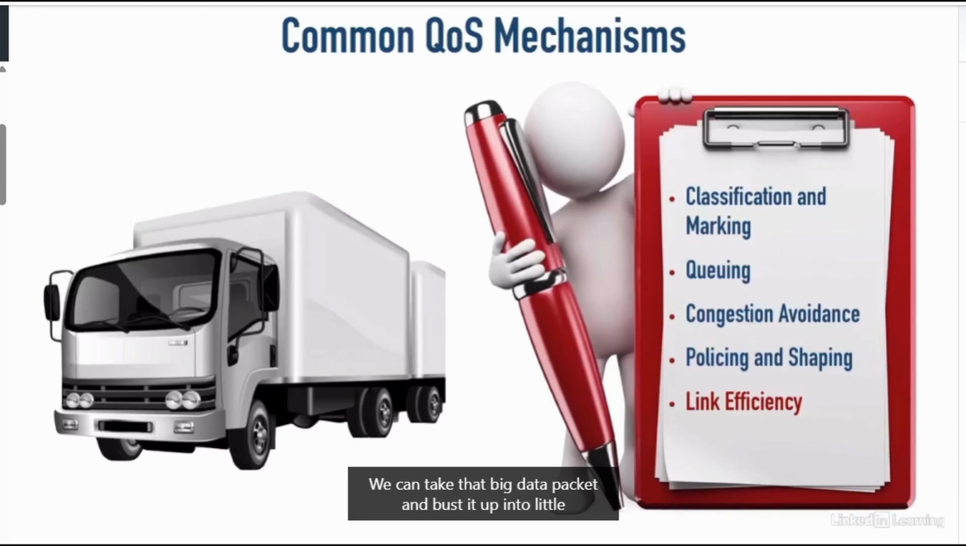We can take that big data packet and bust it up into little tiny fragments. And then, just like we're shuffling a deck of cards, we could shuffle in the little tiny voice packets in amongst the now fragmented data packets. And as a result, our voice packets get through the interface sooner.